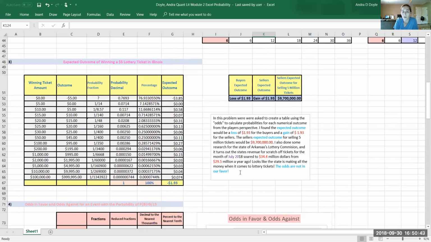I also did some research of my own on the state of Arkansas's Lottery Commission, and it turns out the state's revenue for scratch-off tickets for the month of July only of this year soared to $34.4 million, and that is up from $29.5 million just a year ago. It looks like the state's making all the money when it comes to lottery tickets, and the odds are not in the buyer's favor.